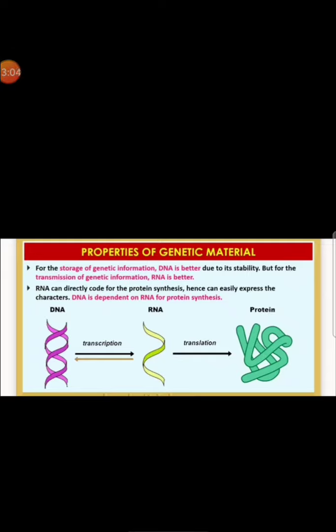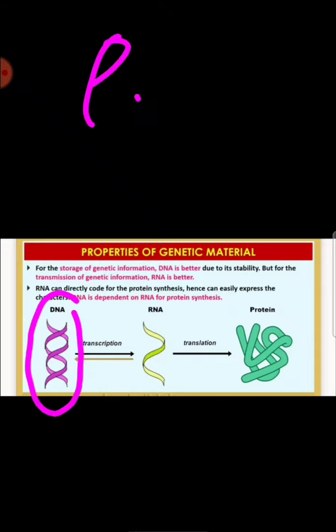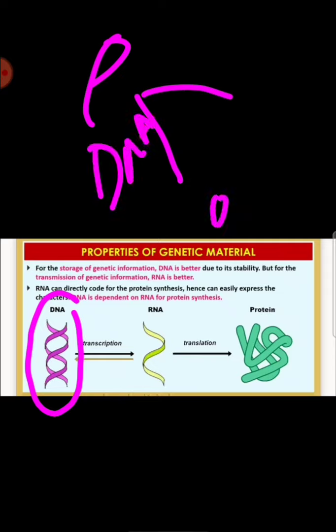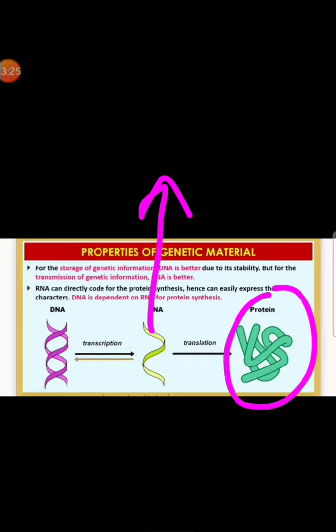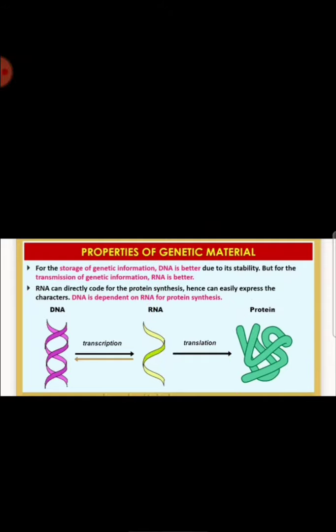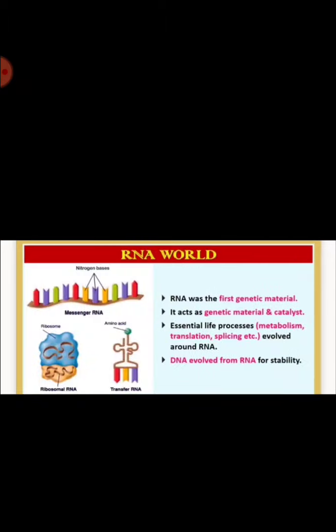But in human beings or higher organisms, the genetic material is DNA. That means from parents to offspring, the DNA is what gets transferred, from parents to son or daughter, for the next generation. But for the synthesis of protein, the RNA is required. So even human beings or any higher animal need RNA for protein synthesis. We will study how it is done.